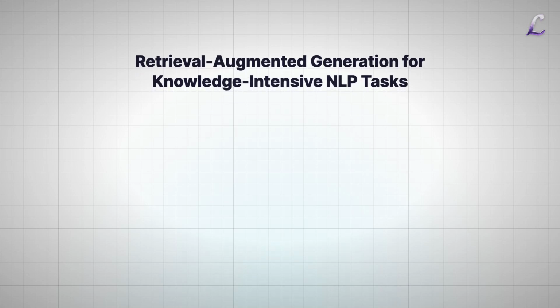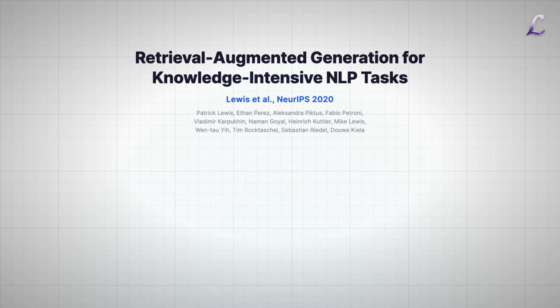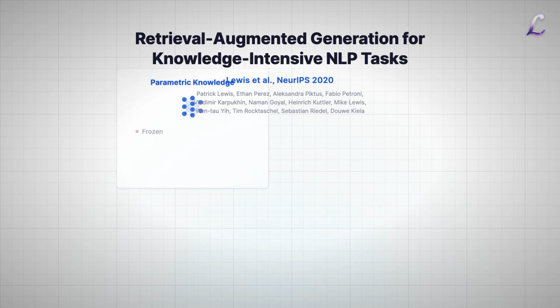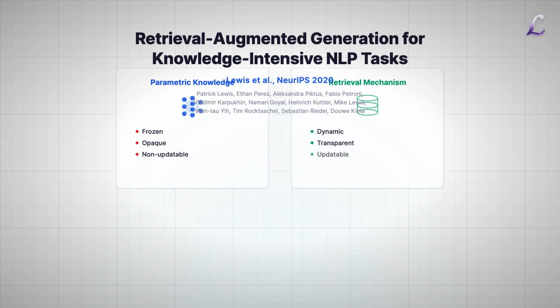Large language models store an impressive amount of factual knowledge in their parameters. But here's the fundamental tension. That knowledge is frozen at training time, opaque to inspection, and impossible to update without retraining. Ask a model about last week's election results, and it has no mechanism to know. Ask it to cite its sources, and it can only confabulate.